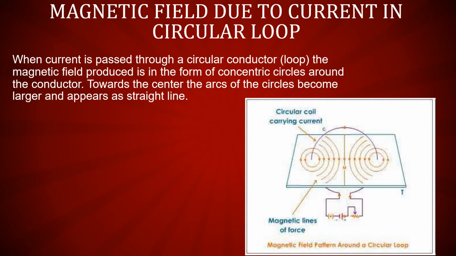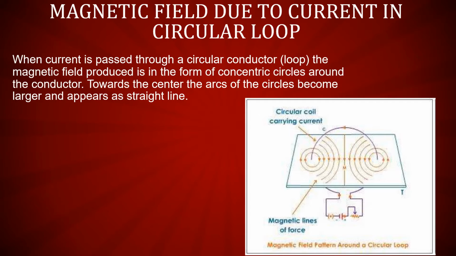Magnetic field due to current in a circular loop. We just saw the magnetic field direction in a straight current carrying conductor. What if we convert that shape into a circular loop? As shown in the figure, when a current is passed through a circular conductor or a loop, the magnetic field produced is in the form of concentric circles around the same conductor.